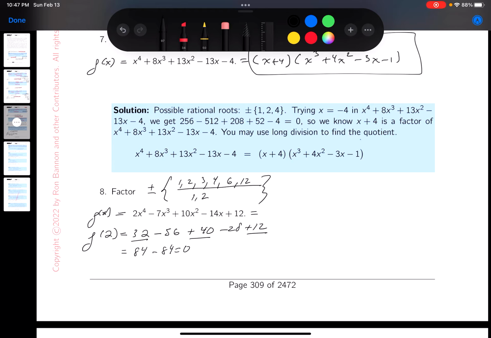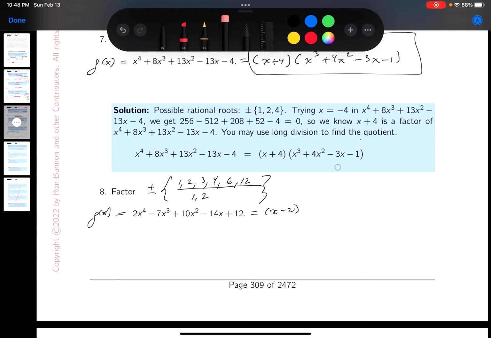This is good news, by the way, and I'll tell you why. I now know if 2 is a root, x minus 2 is a factor. So what I'm going to do now is, again, I'm not saying there aren't other rational roots. I'm just saying I don't want to do this arithmetic anymore. I'm going to do long division because I find it somewhat easier to do.